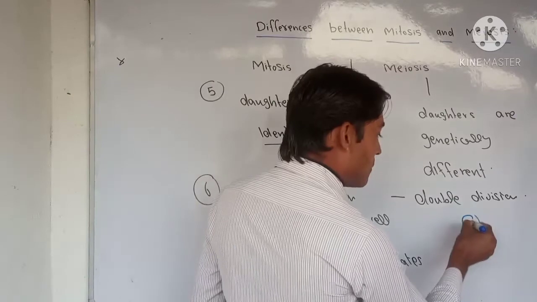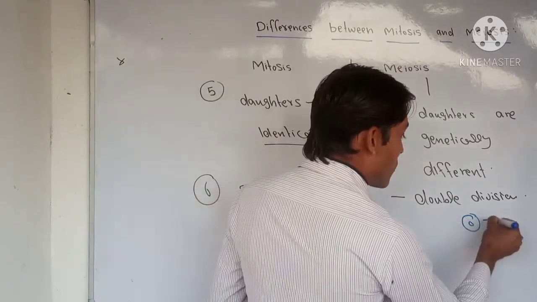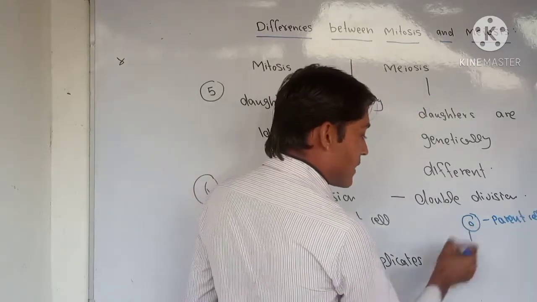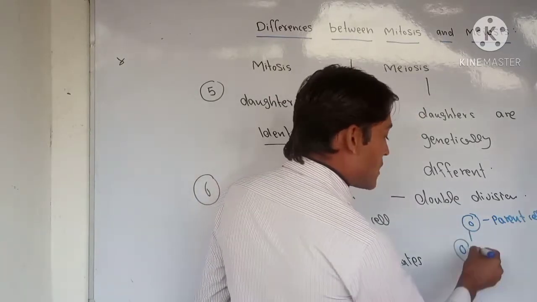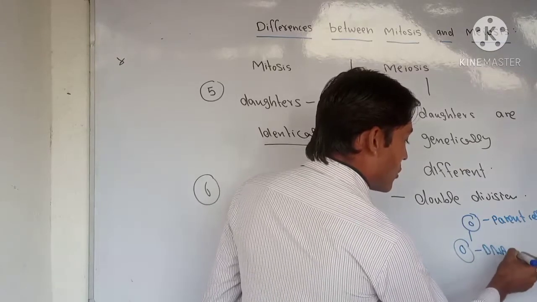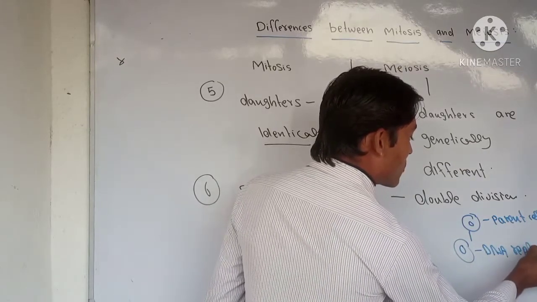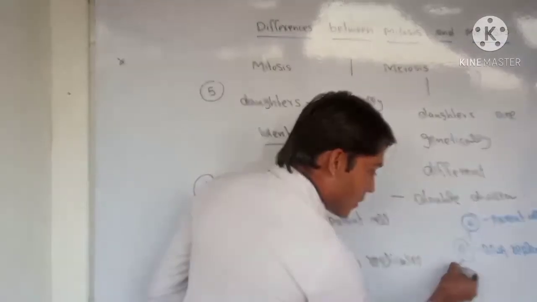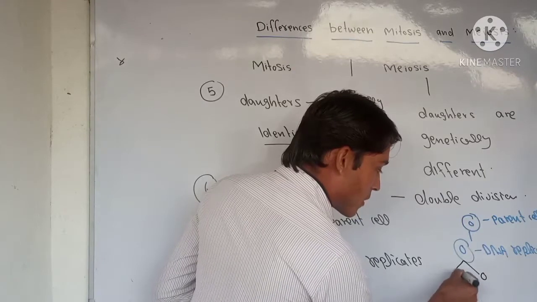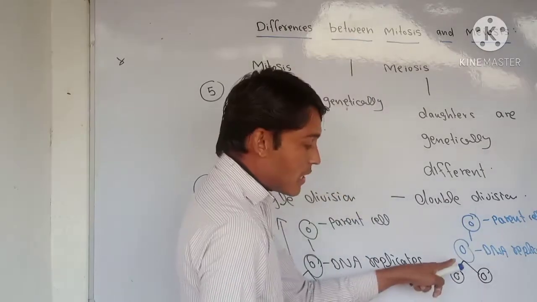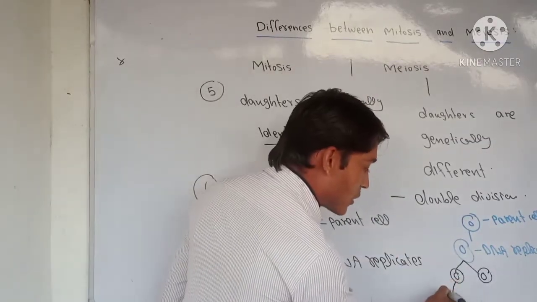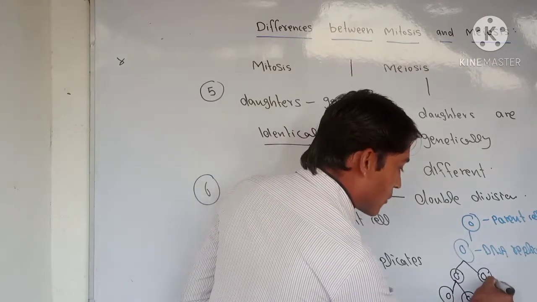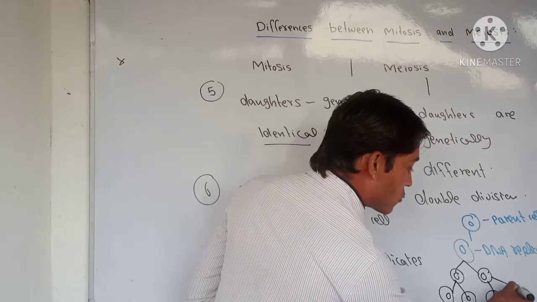For example, we have a cell, this is called the parent cell. The parent cell's DNA will first replicate. Then, in meiosis 1, it will divide into 2 daughter cells. So this is the first division, and now these will also further divide into 2 more, that is, 2 more daughter cells each.